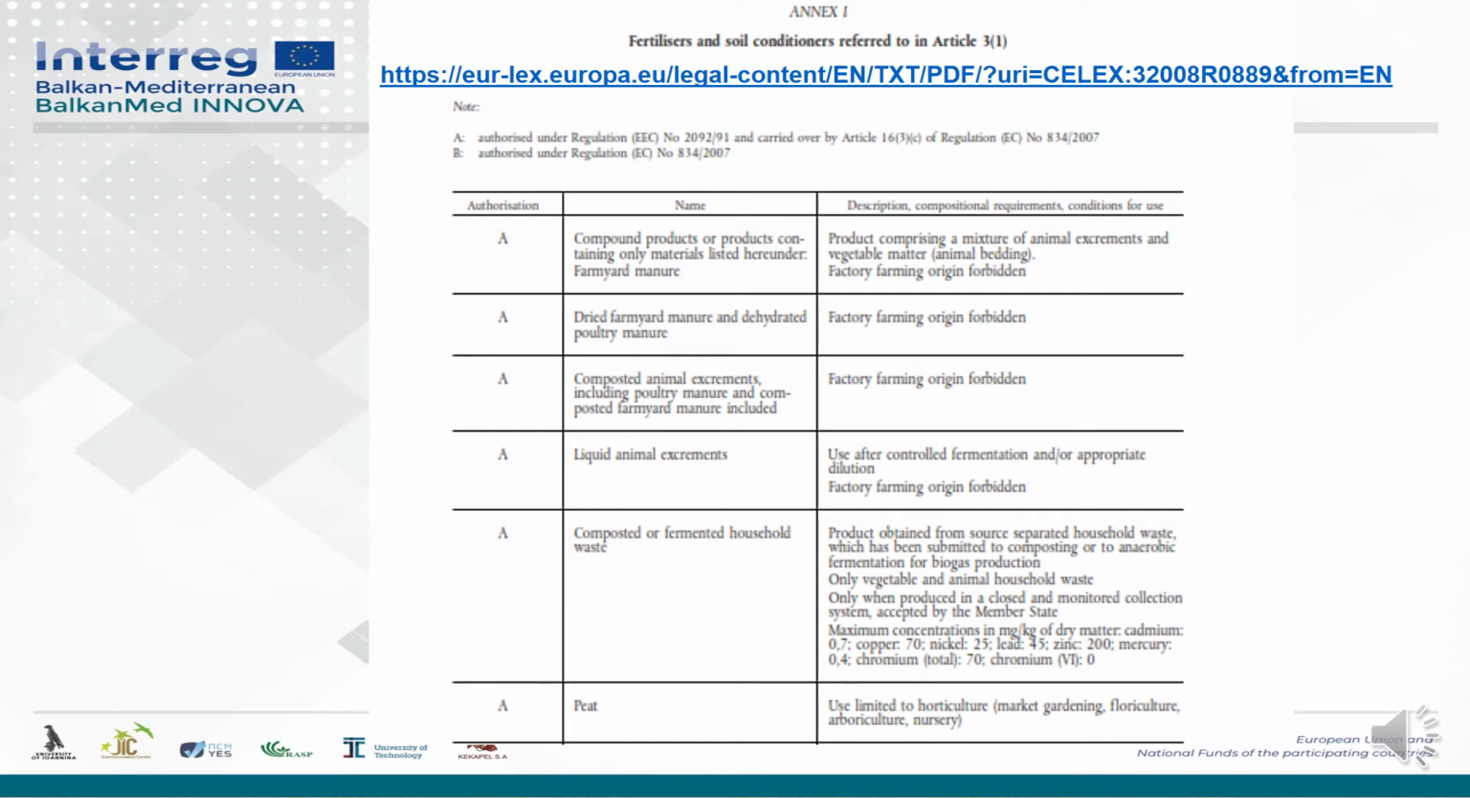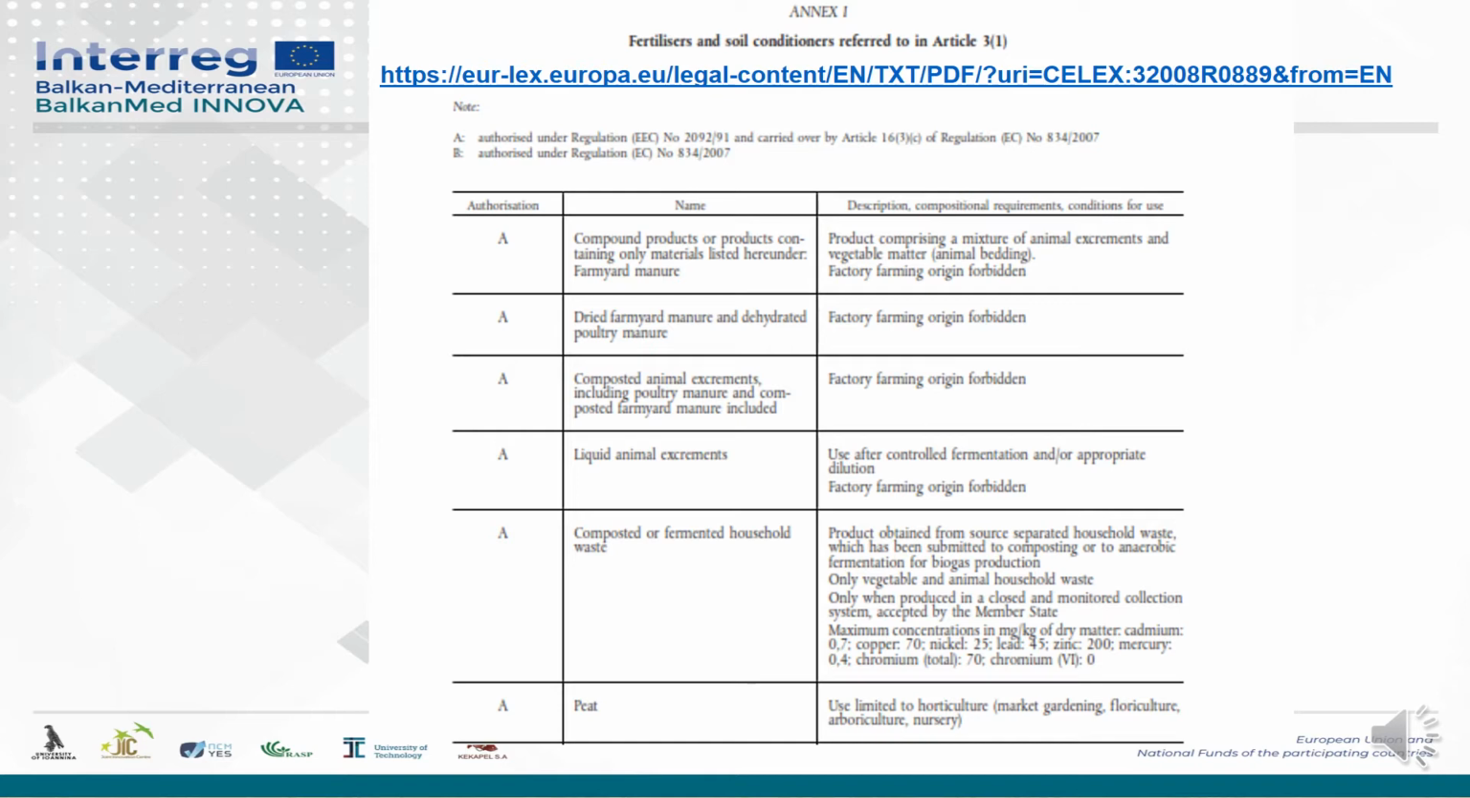What else? Composted animal excrements, including poultry manure and composted farmyard manure included. Factory farming origin again forbidden. Liquid animal excrements used after controlled fermentation and/or appropriate dilution. Factory farming origin forbidden. Composted or fermented household waste: product obtained from source separated household waste, which has been submitted to composting or to anaerobic fermentation for biogas production. Only vegetative and animal household waste, only when produced in a closed and monitored collection system accepted by the member state. Maximum concentration in milligram per kilogram of dry matter.